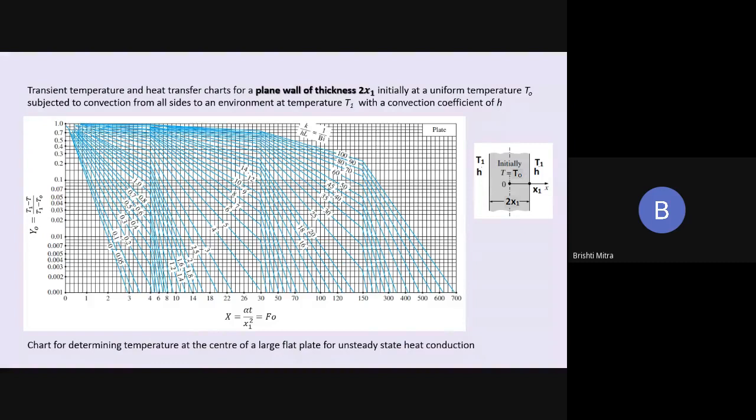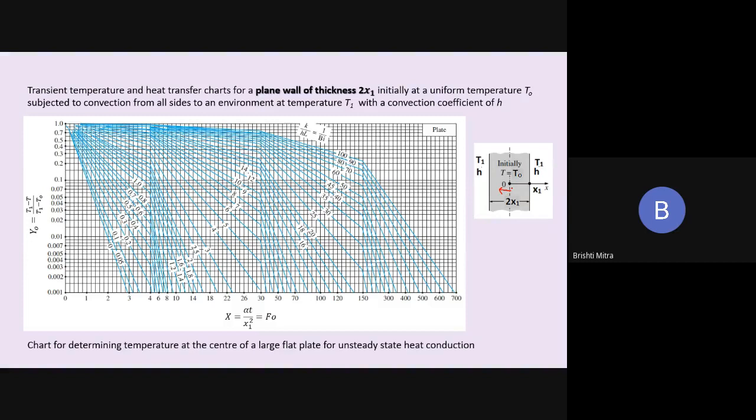So let us look at the first one. The first one is a Heisler chart for a plane wall of thickness equal to 2x1, just like we had done. Let me erase this. Okay, so what we have right now in this particular figure is that the thickness is 2x1. X is going from the center outwards, and at the surface, this way or this way, depending on which direction you're going.